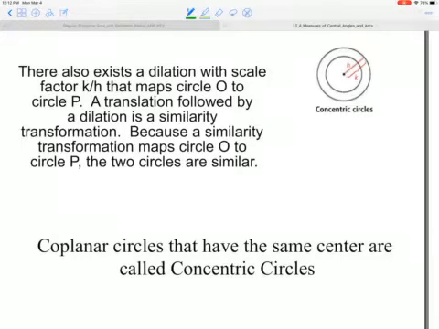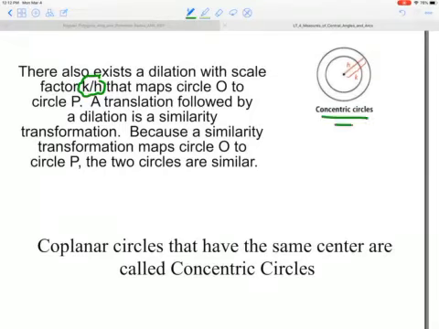There also exists the dilation with a scale factor of K over H. That gives us the scale factor that will map circle O to circle P. So a translation followed by a dilation is a similarity transformation. It does not mean rigid motion, since a dilation does not have rigid motion.